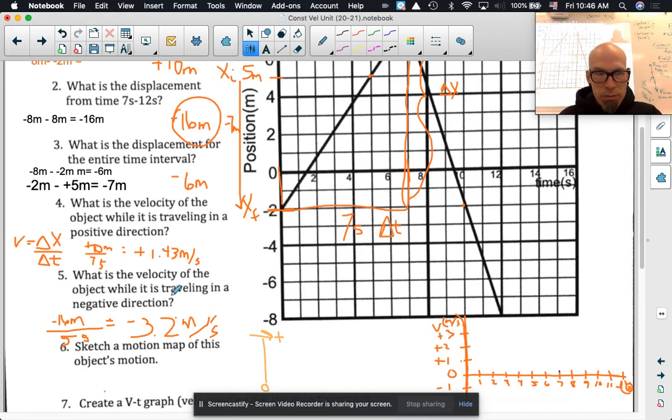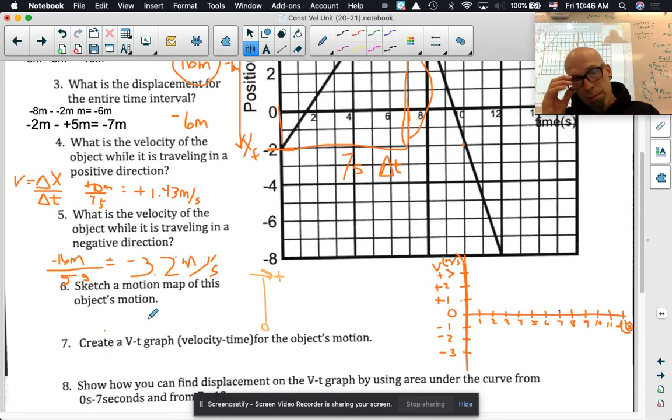Now, you're supposed to sketch a motion map. Well, where does the object start? Behind the 0, because it was at negative 2 meters when the object started. And then what does it do? Well, it goes in the positive direction. For how long? I would say for 7 seconds. I have to draw 7 arrows, and they should all be the same length, right? Because, again, it's traveling positive 1.43 meters per second the whole time.